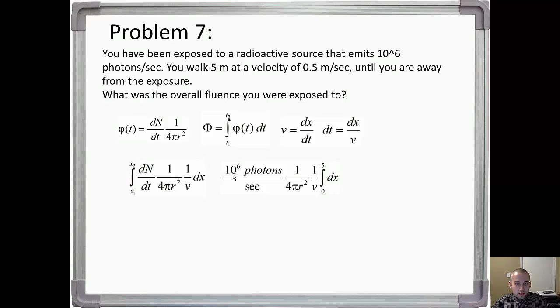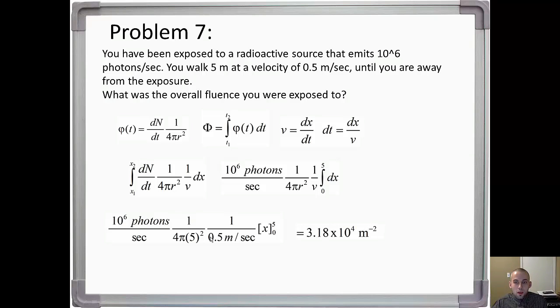So activity, 10 to the 6 photons per second, 1 over 4 pi r squared, 1 over v, and then 5 meters to 0 is our x2 over x1. The integral of dx is just x. So you can put in 5 minus 0. Putting in the quantities again, we get our real answer, 3.18 times 10 to the 4 meters to the -2.